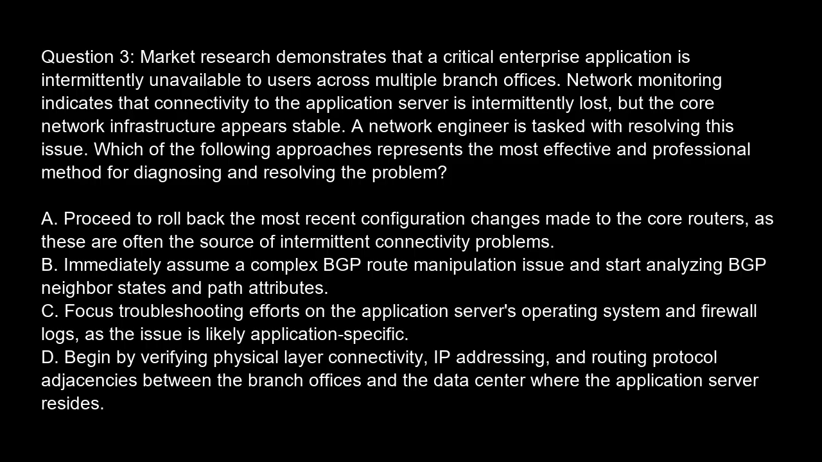Option A. Proceed to roll back the most recent configuration changes made to the core routers, as these are often the source of intermittent connectivity problems. Option B. Immediately assume a complex BGP route manipulation issue and start analyzing BGP neighbor states and path attributes. Option C. Focus troubleshooting efforts on the application server's operating system and firewall logs, as the issue is likely application-specific. Option D. Begin by verifying physical layer connectivity, IP addressing, and routing protocol adjacencies between the branch offices and the data center where the application server resides.